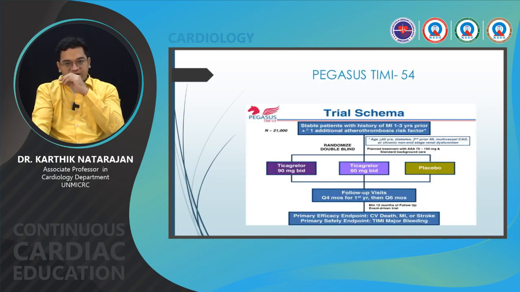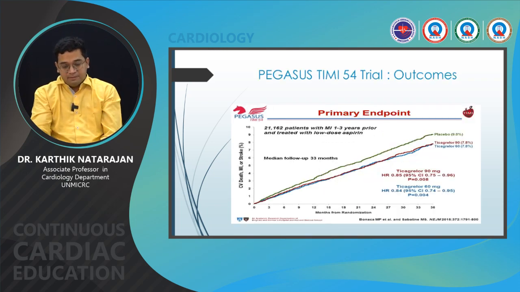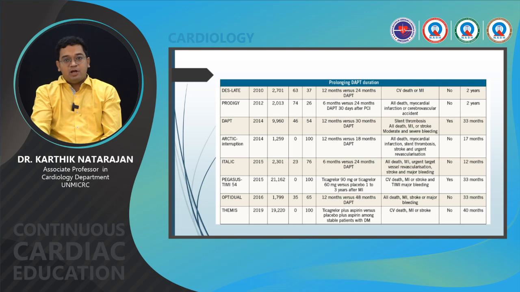This was another trial in which stable patients were taken who had a history of MI 1 to 3 years prior and another risk factor, and again it showed that if you carefully select patients and give them DAPT, then the ischemic events may be similar to using aspirin plus clopidogrel, and the bleeding rates may remain the same. These are the various trials showing a prolonging of the DAPT duration, right from the DES LATE, PRODIGY, DAPT, ARCTIC-Interruption, ITALIC, PEGASUS-TIMI 54, OPTIDUAL and THEMIS trial.